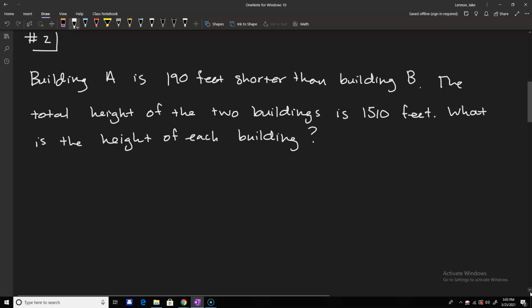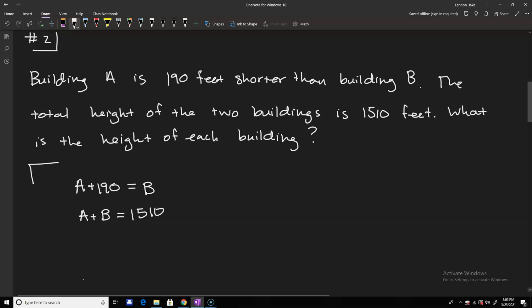I like to go a sentence at a time and try to see if I can write an equation. A lot of students, I think, make the mistake of reading the entire problem. I like to do it one sentence at a time, and if I can write an equation, then I go ahead and write an equation. So if building A is 190 feet shorter than building B, that means if we took A and added 190 feet to it, we would get the same height as building B. So, okay, we got one equation. That's not bad. The total height of the two buildings is 1,510 feet. That means A plus B is 1,510.